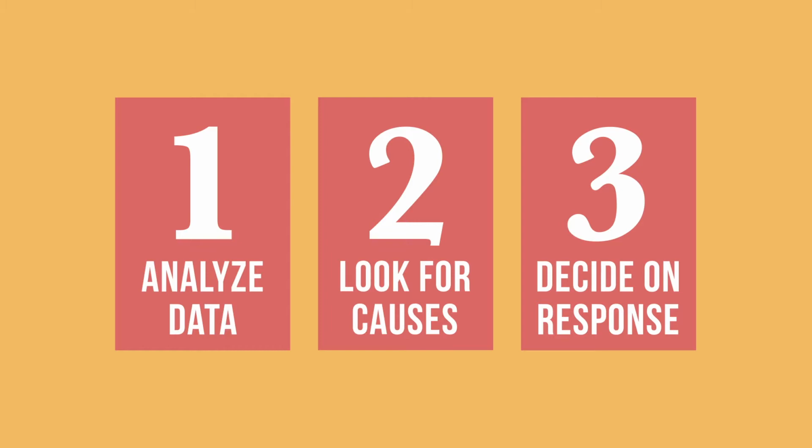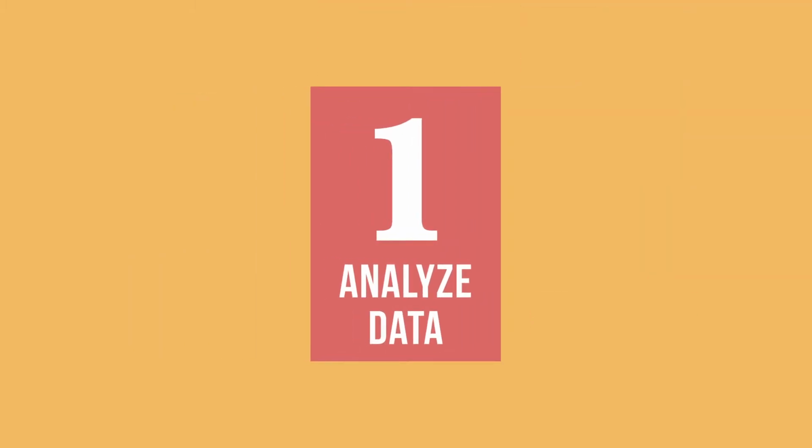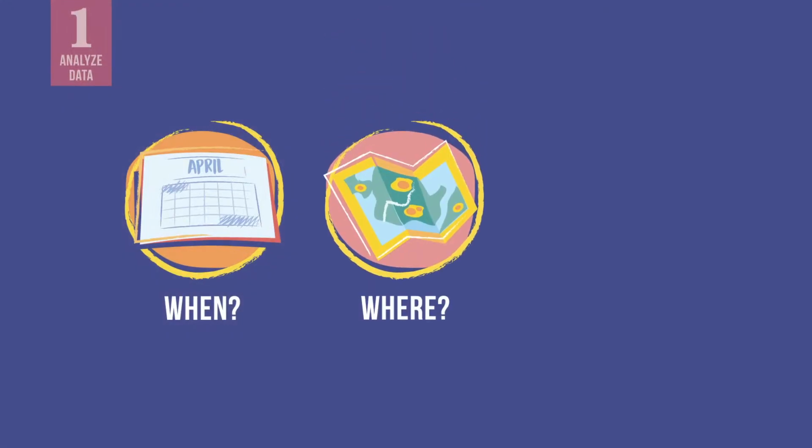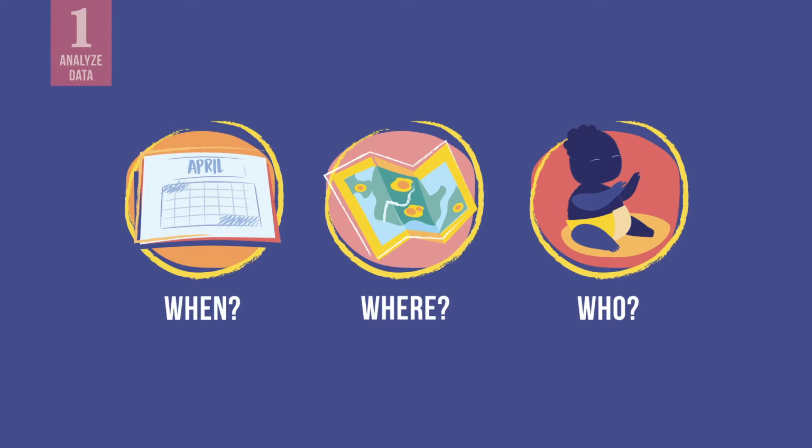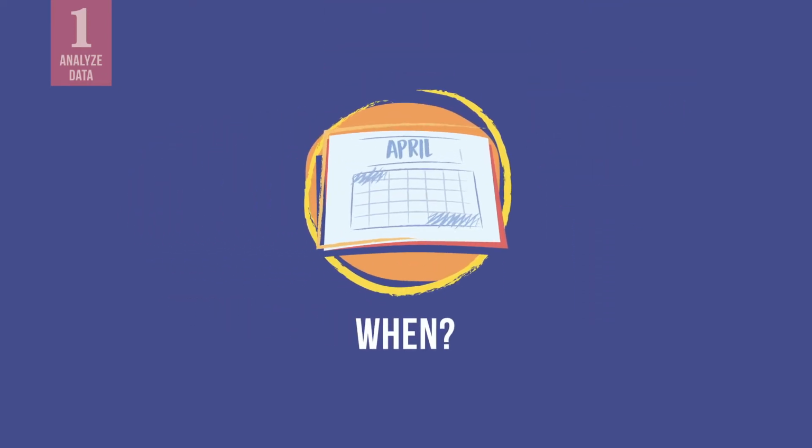When you identify an increase in cases, the first step is to analyze the data. Analyzing data is about uncovering patterns, finding out when and where cases are being reported, as well as which populations are being impacted by the disease. First, identify when the cases became ill.